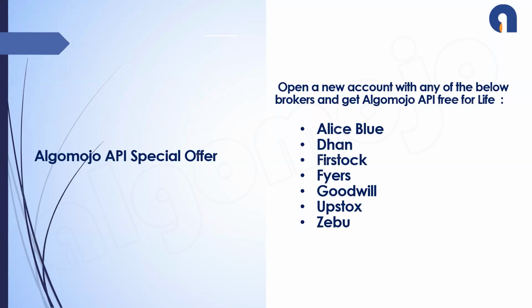I think that is a pretty good time period for anybody to test out any kind of strategies and check whether the orders are going or getting executed as per your requirements. So use the trial period and then go in for subscription, or open a new account and get the APIs free of cost from Algomojo and all the features that we have free of cost for life as such.